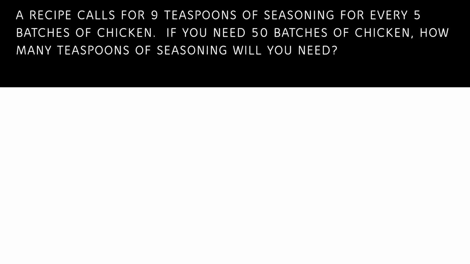Let's look at an example of how to solve a ratio problem using a double line diagram. In this problem, we see a recipe calls for 9 teaspoons of seasoning for every 5 batches of chicken. That is a rate. So we would like to know, if you need 50 batches of chicken, how many teaspoons of seasoning will you need?